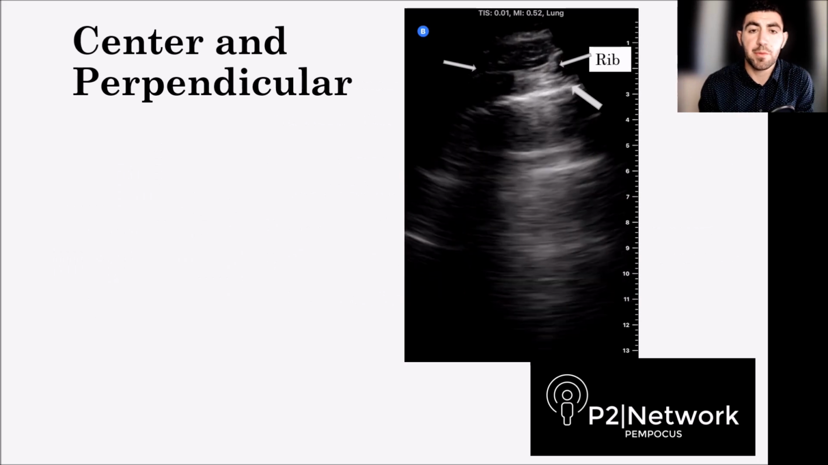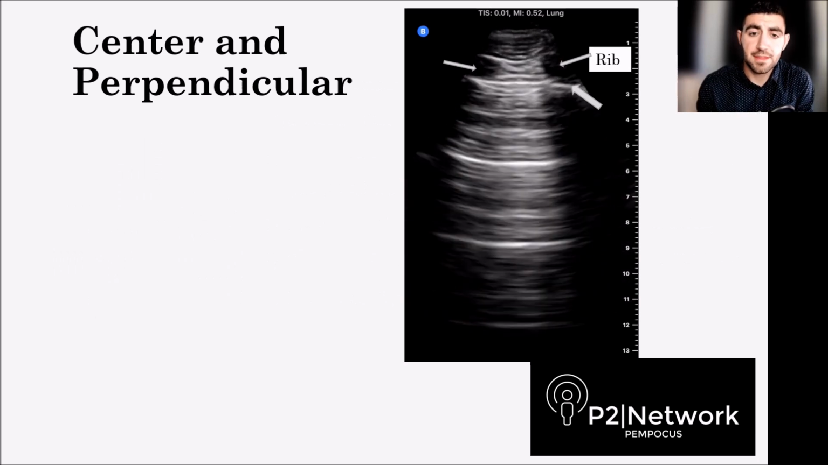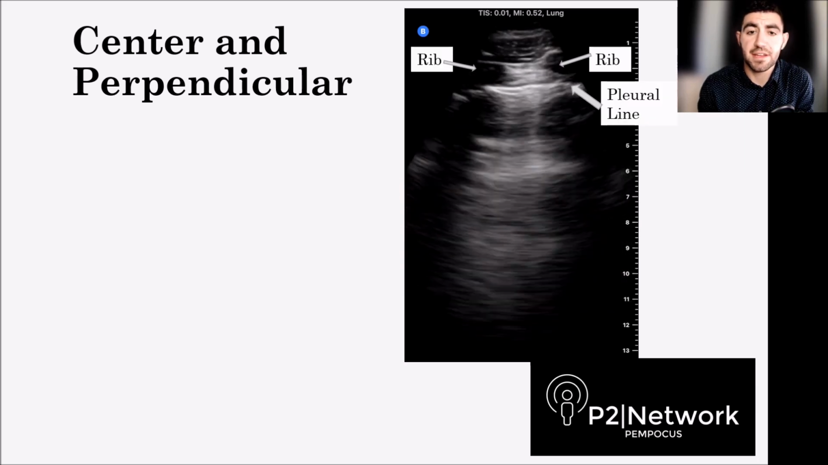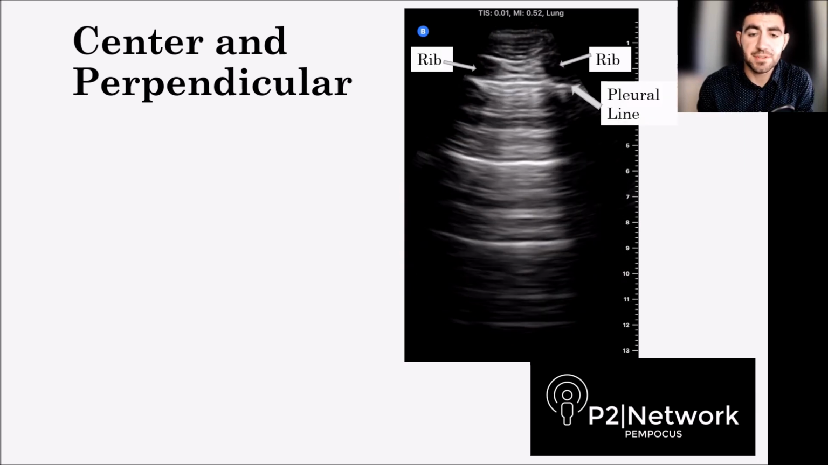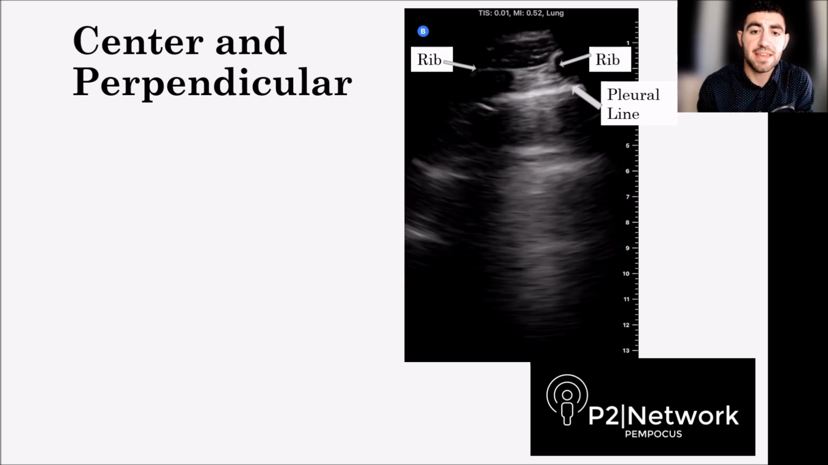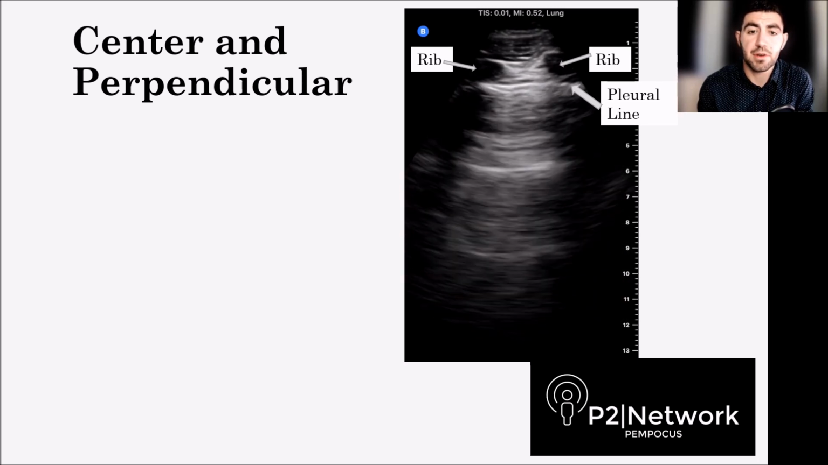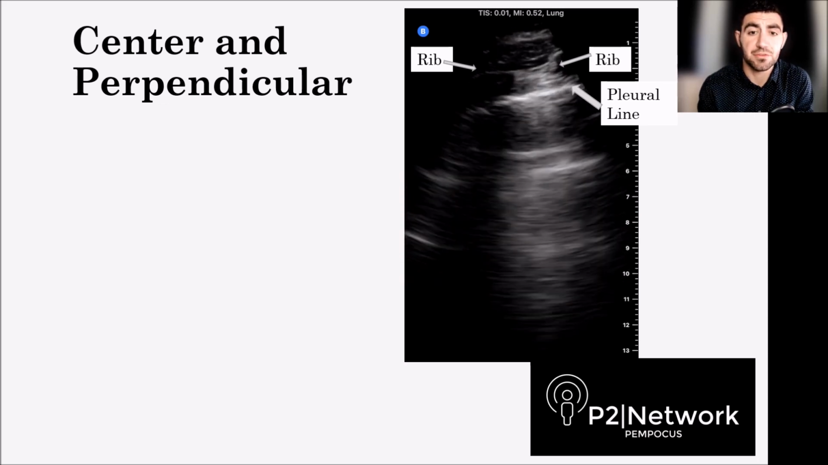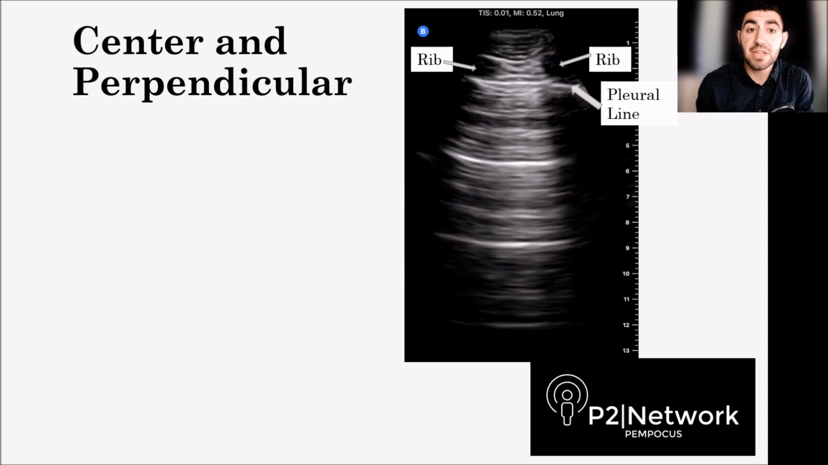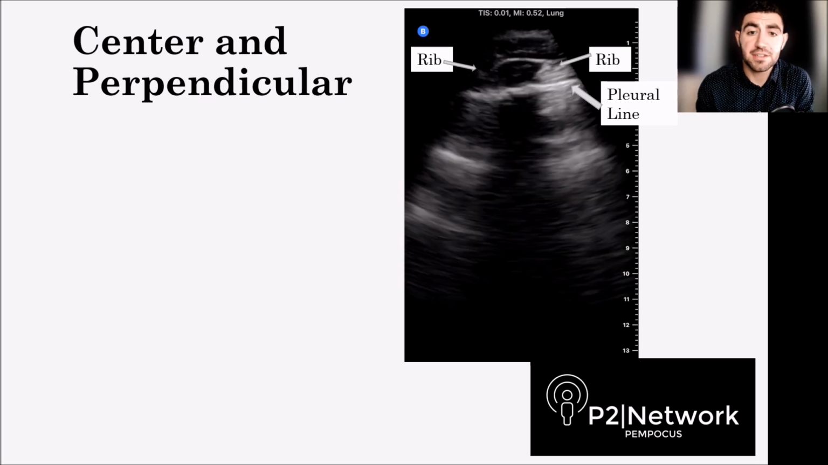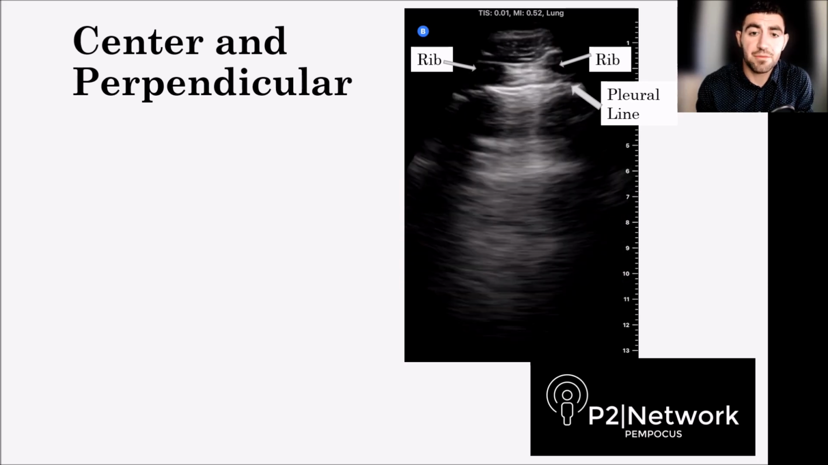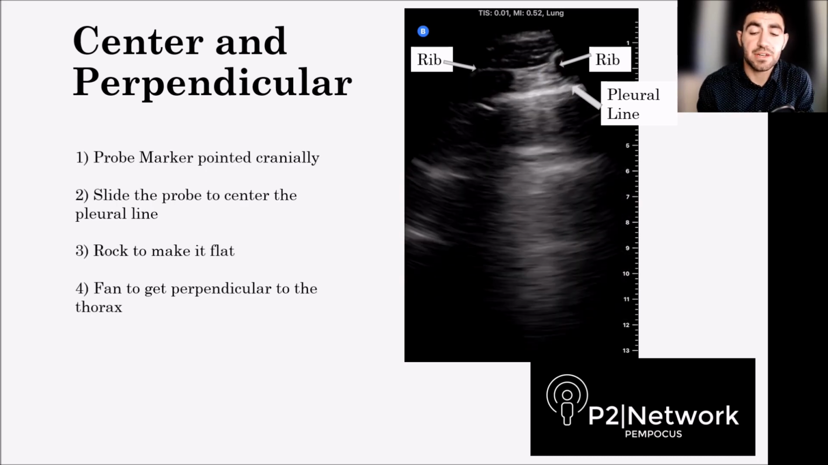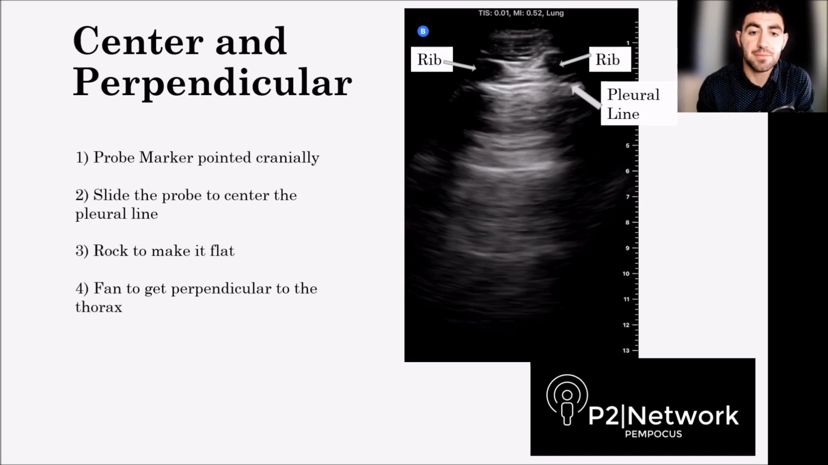So this is how we perform steps 1 and 2. This is an example scan where I'm first putting the probe on the patient and identifying the relevant anatomy. You have both ribs here, which are casting the shadow, and you can use those as a landmark to identify your pleural line, because that will be the line that is just deep to those ribs. But to really optimize your image, you need to make sure you are centering that pleural line and then rocking to make it flat, and then fanning so that you are exactly perpendicular. And that's exactly what I'm doing in this image.